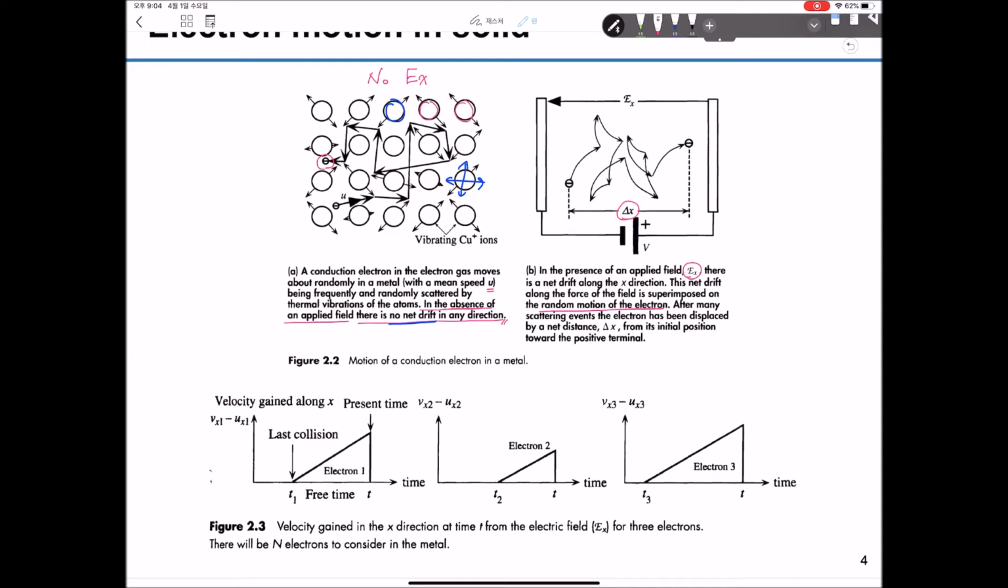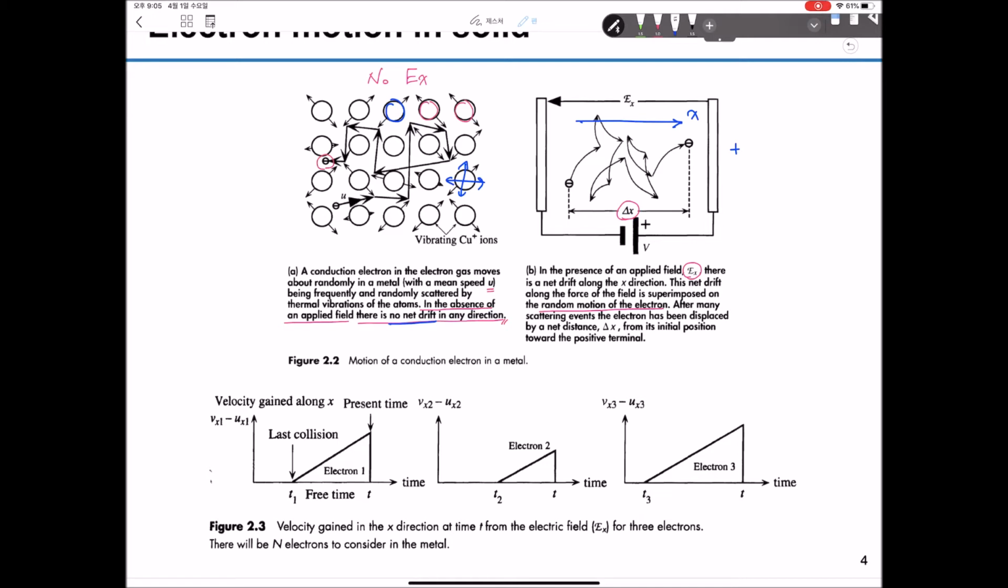So in reality, instead of just moving in a straight way, it will still collide with all these atoms. There's an atom, so it will move around. However, if you add all these vectors together, you will finally get a net velocity component in the x direction toward the positive terminal.